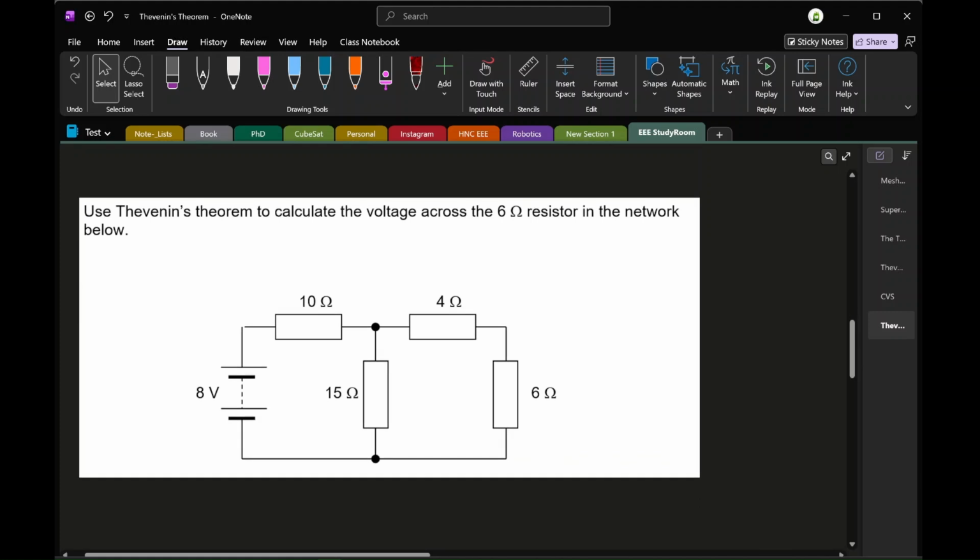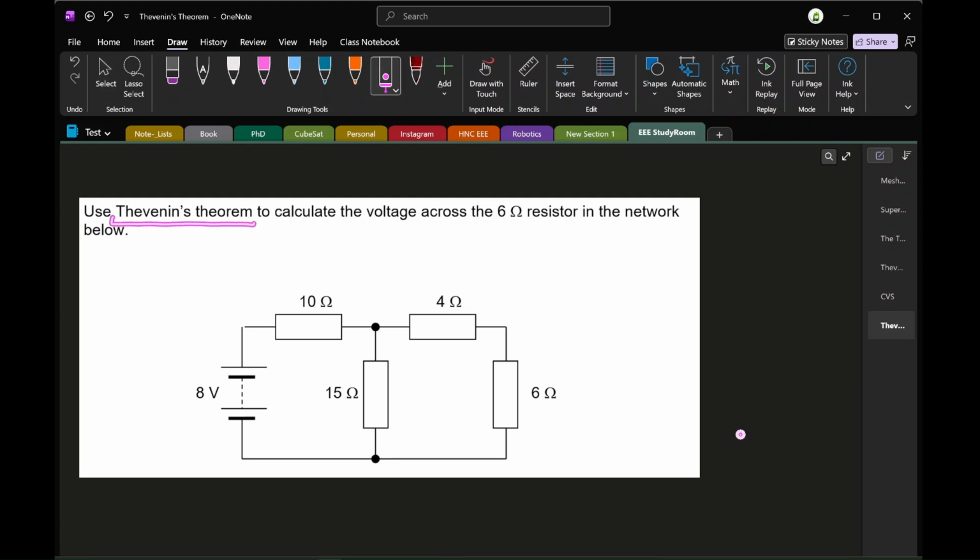The question that is being put in front of you is to use Thevenin's theorem to calculate what the voltage drop is across the 6 ohm resistor. What is the voltage drop across the 6 ohm resistor?